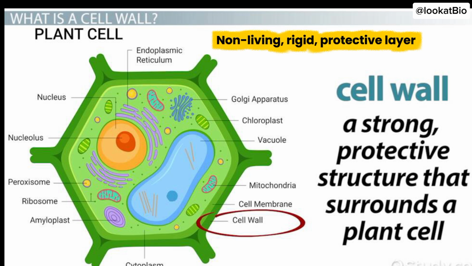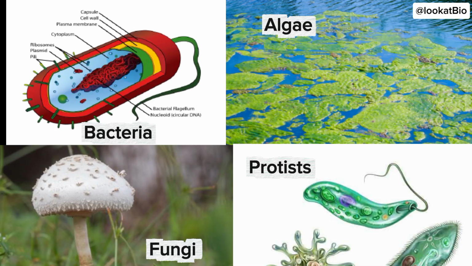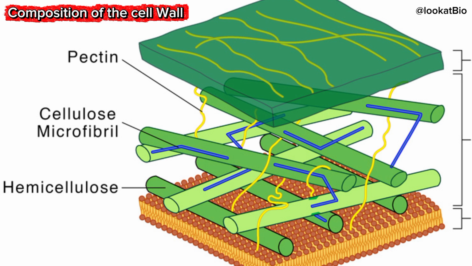The cell wall is a non-living, rigid, protective layer present external to the cell membrane. The cell wall is present not only in plant cells but also in the cells of bacteria, algae, fungi, and protists. If we talk about the composition of the cell wall in plants, it is composed of chemicals like cellulose, hemicellulose, and pectin.